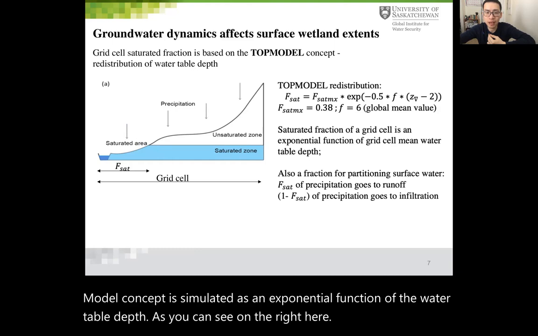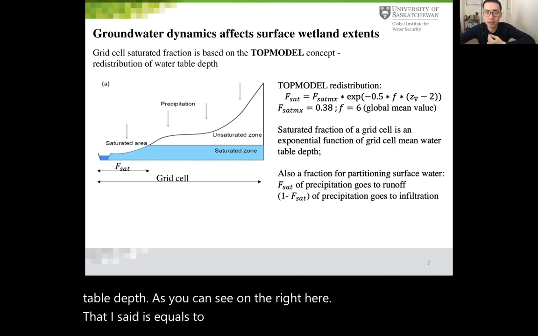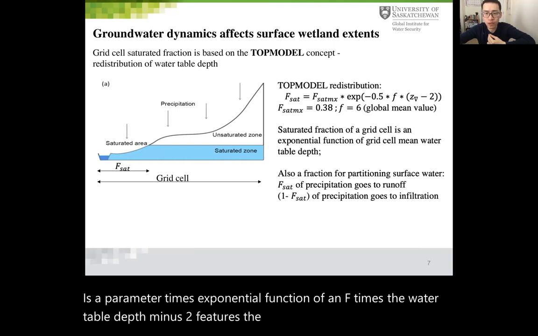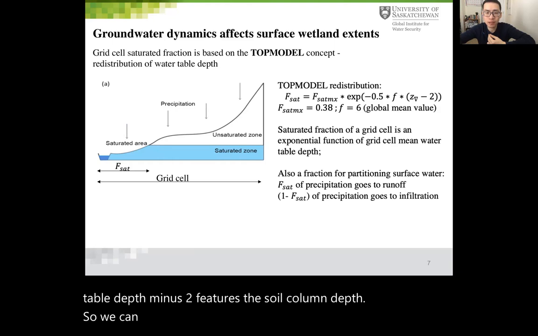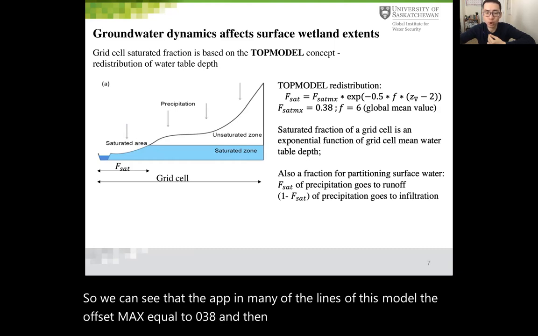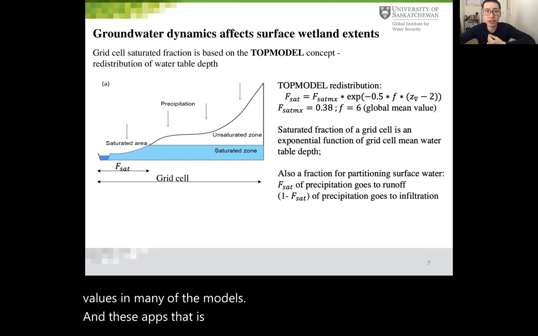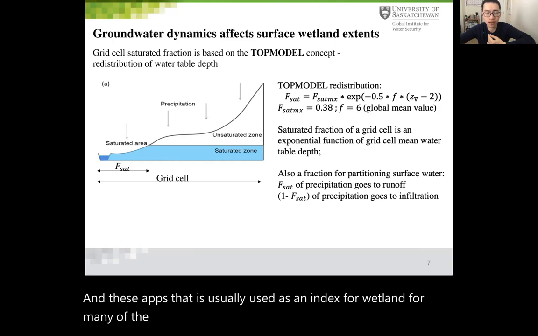where Fsat equals Fsat max, which is a parameter, times an exponential function of negative f times the water table depth minus 2 meters, the soil column depth. So we can see that in many of the land surface models, Fsat max equals 0.38 and f equals 6, which are global mean values in many of the models. And this Fsat is usually used as an index for wetland saturation evaluation in many of the models.